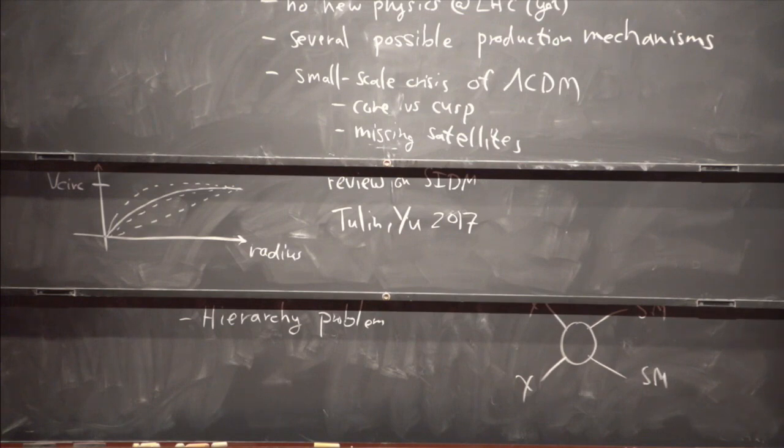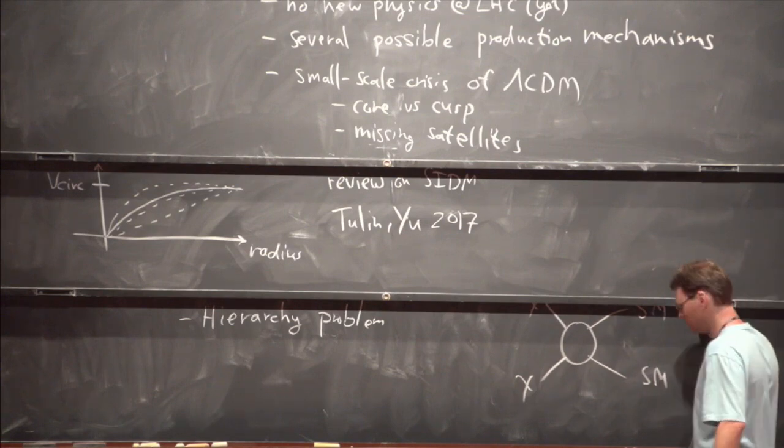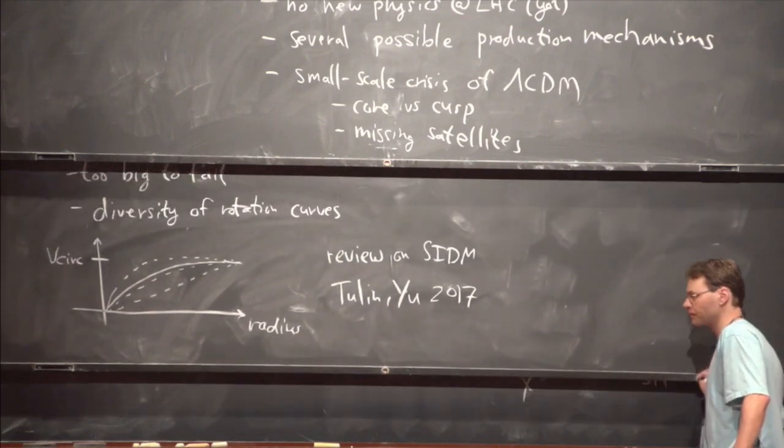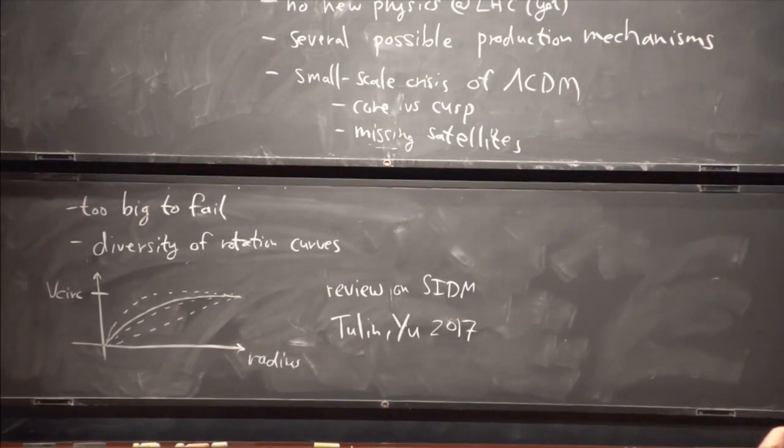Can MOND be used to explain the risk? I think there have been claims to that effect, but I don't know. I'm not expert enough to answer this properly. Yeah, so I don't know.